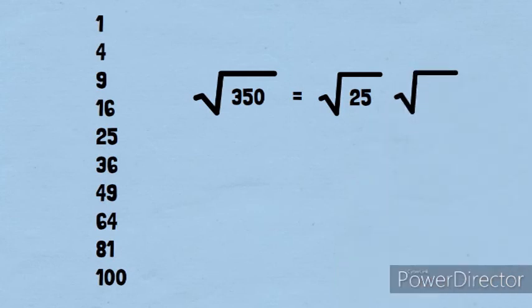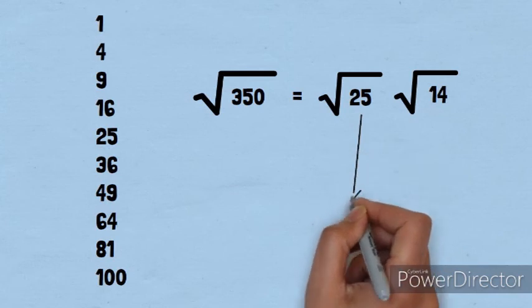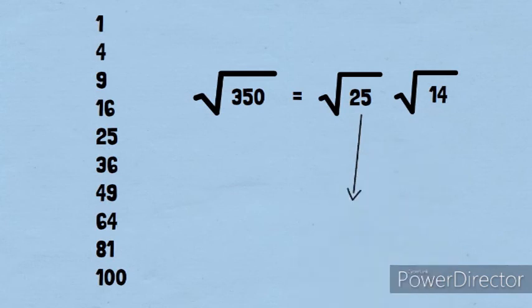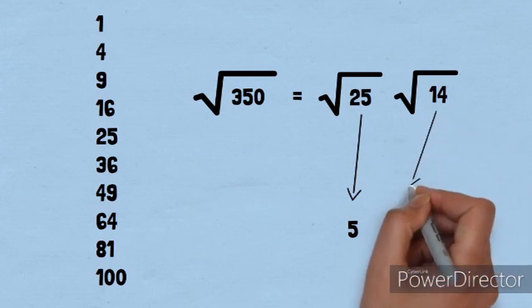The square root of 25 is 5. And there's no square root for 14, so we bring down the 14. Our answer is 5 square root 14.